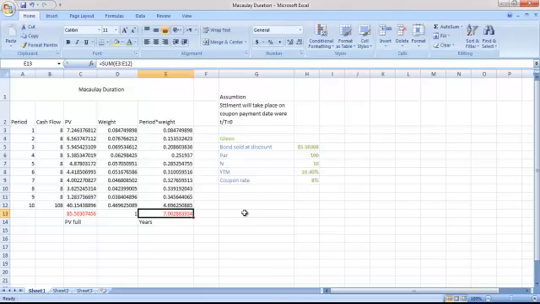Hope you got what is behind the Macaulay duration and the meaning of it. It's the years or the number of periods you're going to hold your bond, whether the interest rate increases or decreases, you're going to have the same yield to maturity of 10.4, without increase or decrease.